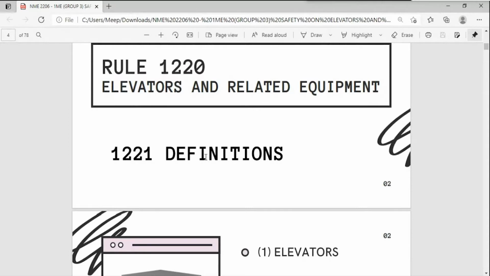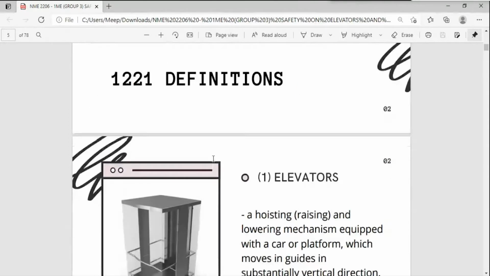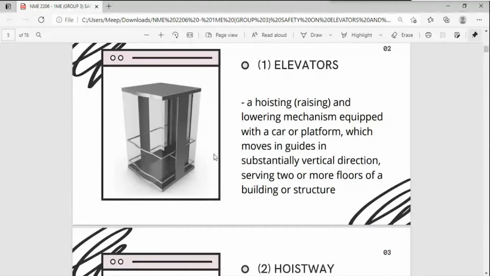Elevator and related equipment. Definitions. First, the elevator. An elevator is a hoisting or raising and lowering mechanism equipped with a car or platform which moves and guides in substantially vertical direction, serving two or more floors of a building or structure. So yung elevator, ginagamit siya para makapag-transport ng mga bagay or tao vertically sa isang building para mas mabilis na ma-transport.